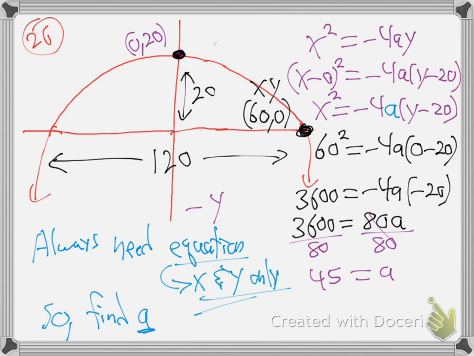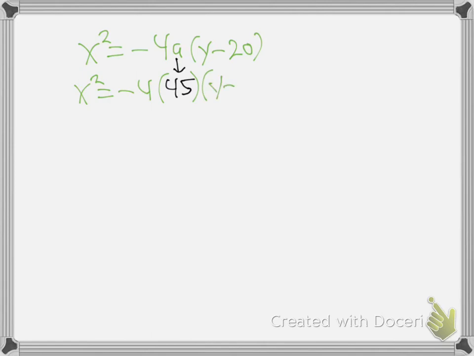So if you're okay, I'm going to go to a fresh screen. I'm going to write out now this equation here. This is our equation, except now we know a. So we have x squared is minus 4a times y minus 20. And a is? 45. And that's minus 180.